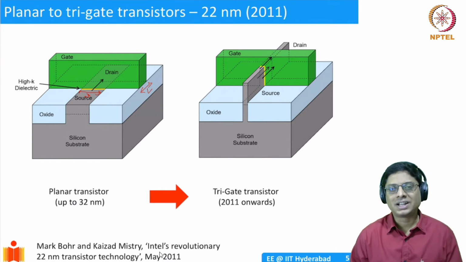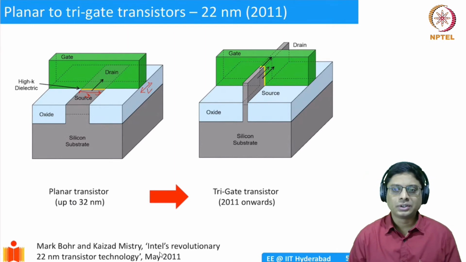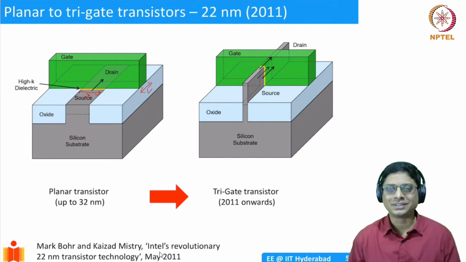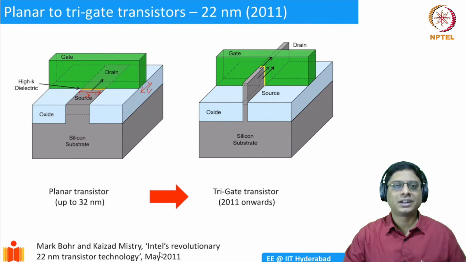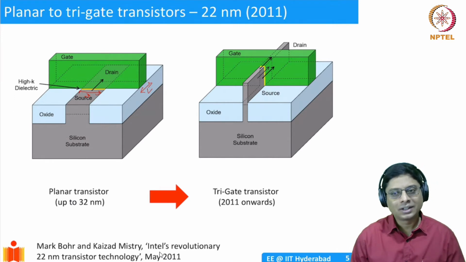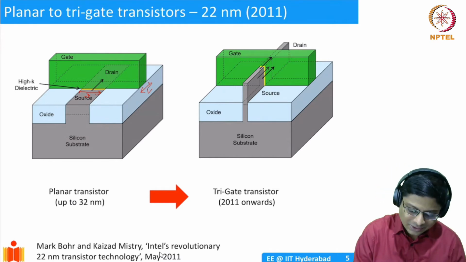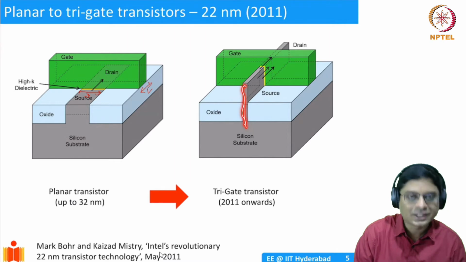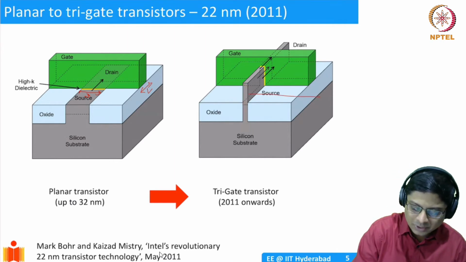But the challenge was that it was becoming increasingly difficult to control the inversion charge with the gate voltage. So Intel came up with a very revolutionary technology. Of course, this was also studied for some time, but it was finally introduced in 2011. So the idea was that we will not have a planar technology anymore, but we will have an out of plane silicon. So now the silicon substrate is actually coming up like this as a thin slab. We call it a fin. Now it's more popularly known as a fin.